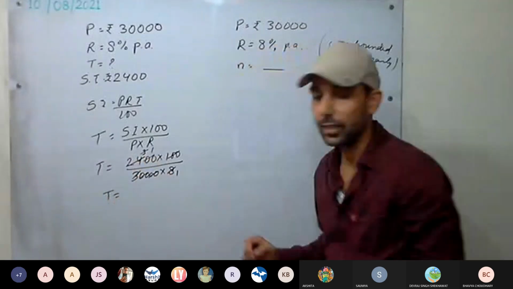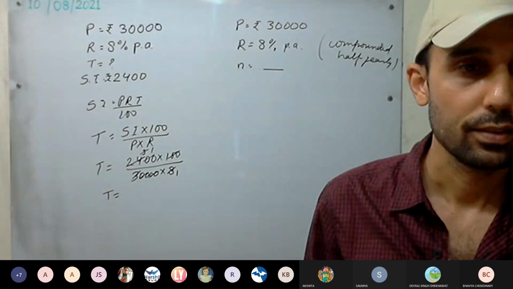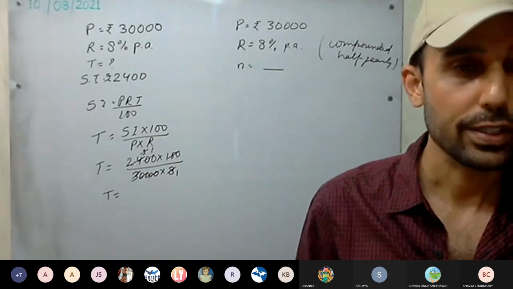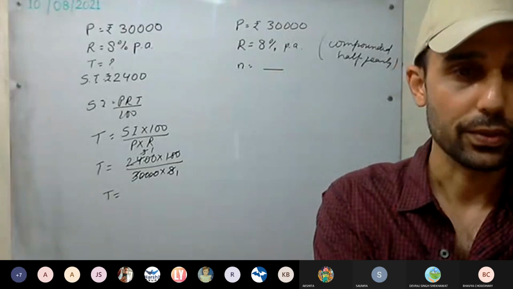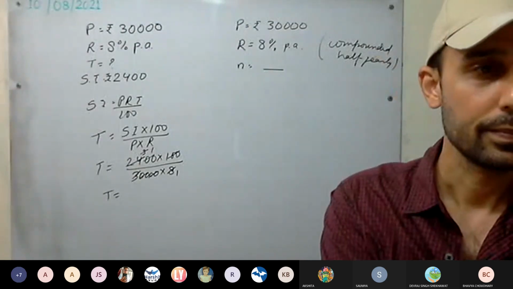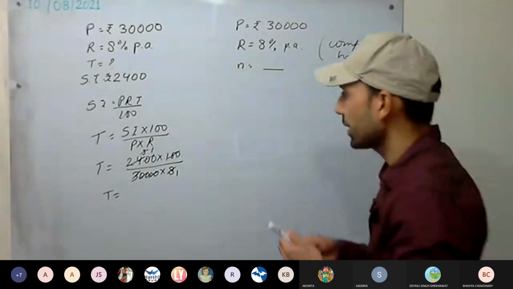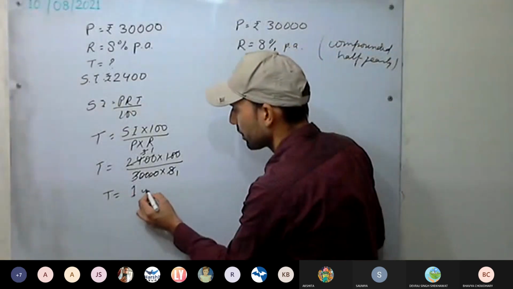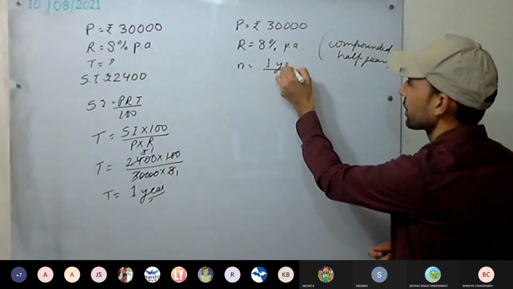How much did you get for T? T is how much? Calculate and tell me. How much time have you got? How much time has it been invested? Anyone in class? It is 1 year. Now use it here, 1 year.